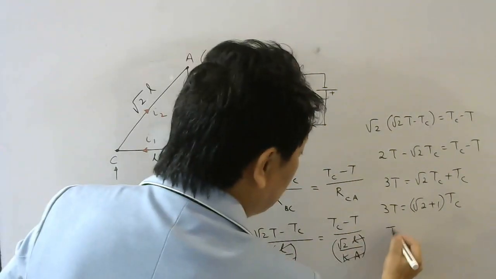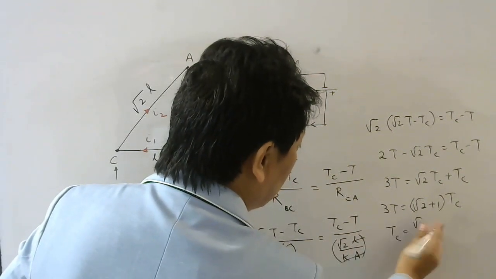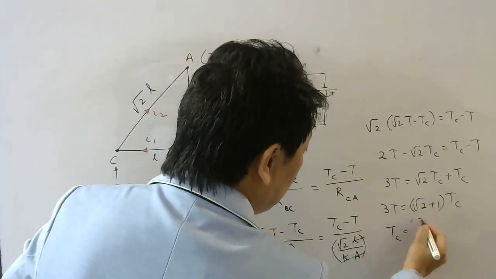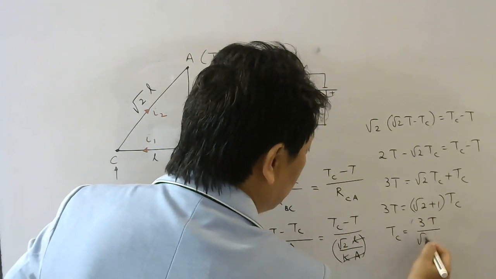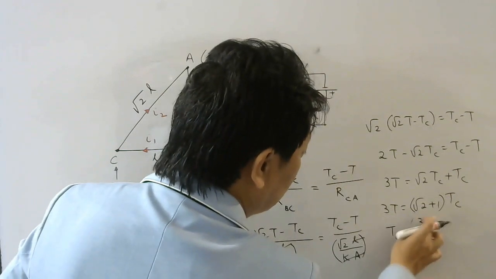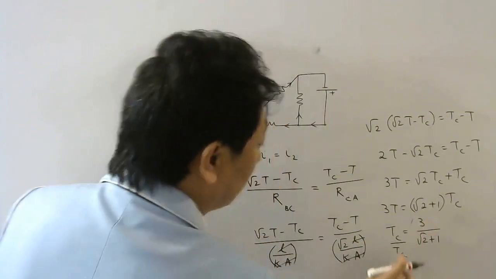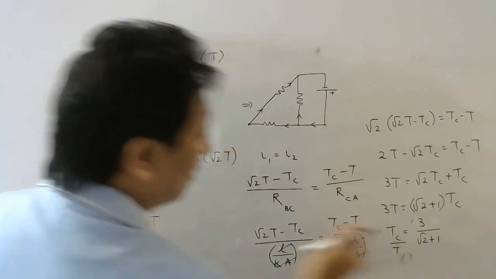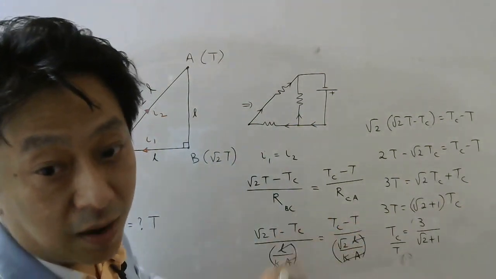So if I want Tc, that will be equal to 3T divided by (√2 plus 1). But they asked for ratio. So if I bring this T this side by cross multiplying, what will be Tc divided by T? 3 divided by root 2 plus 1. Let's see the next one.